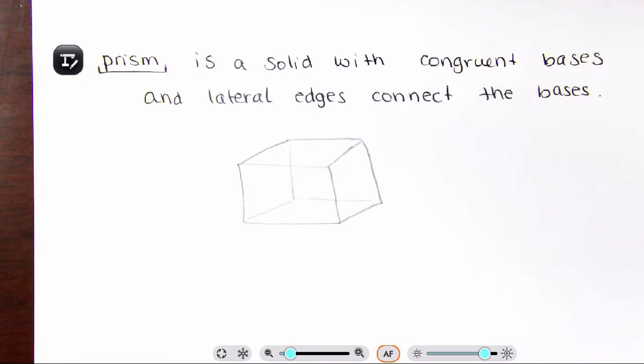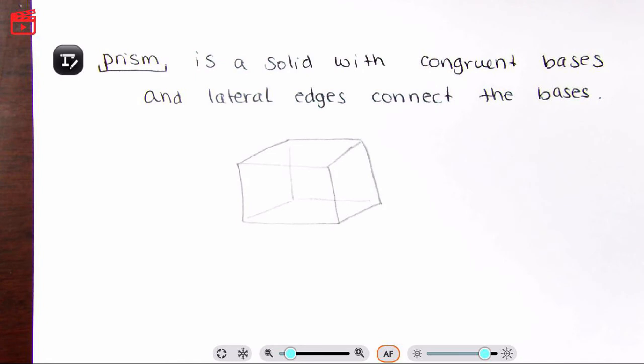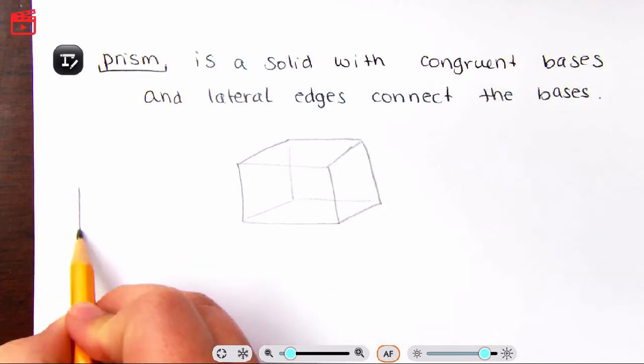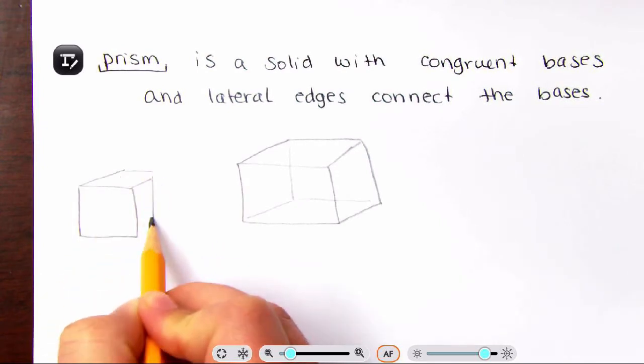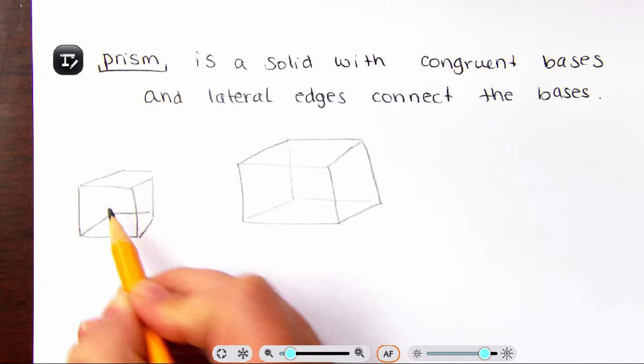So the base is the same on the top and on the bottom. Now, because we're dealing with prisms, we're dealing with 3D things, solids, you can move it around. Another prism that you can think about is a cube. And you can move it around, so the base doesn't have to be on the bottom. It can be anywhere around it.